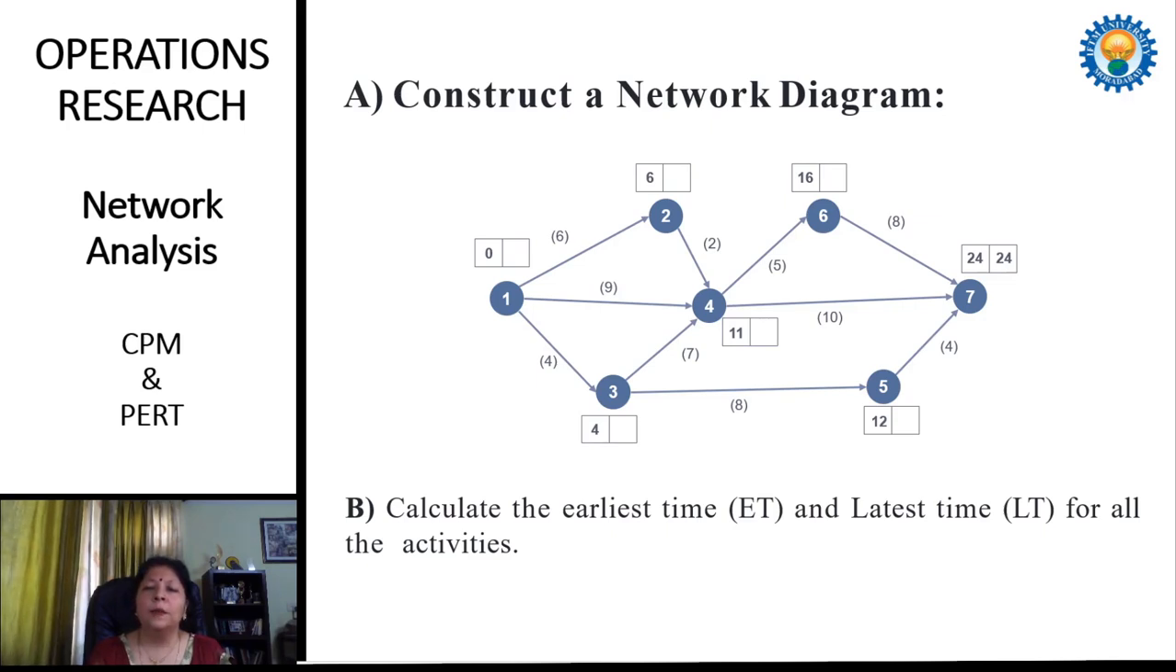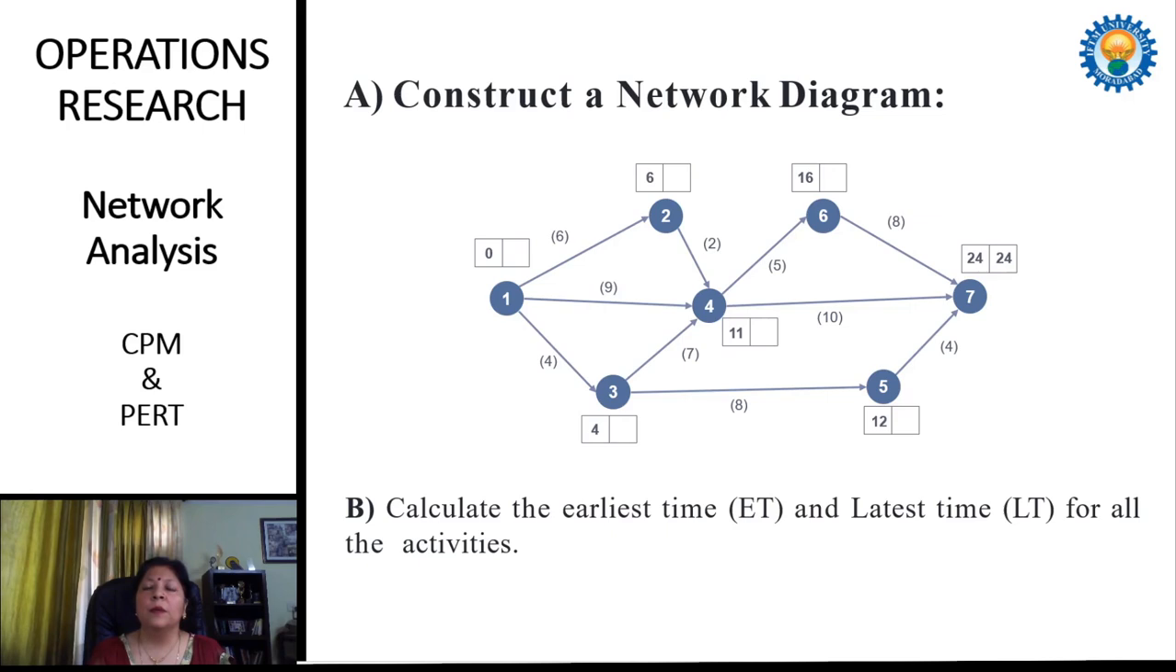When the earliest timings are completed, we start to calculate the latest timings for each activity. For this process, first of all, we assume the latest time for the last event is the same as the earliest time of that event, that is 24. Now the movement for each activity becomes reverse, on the backward side.